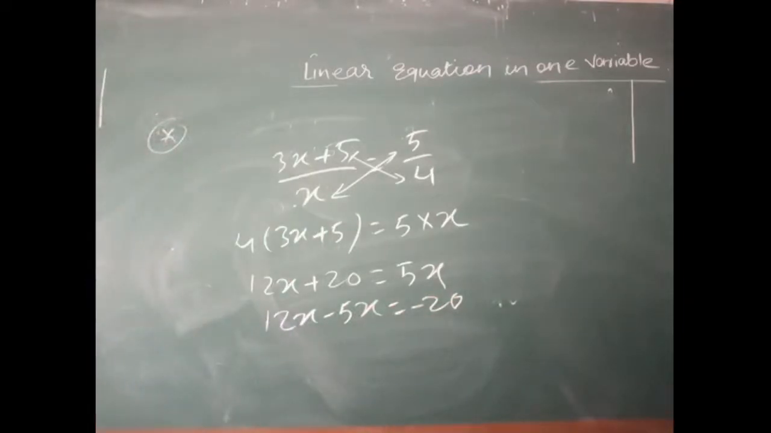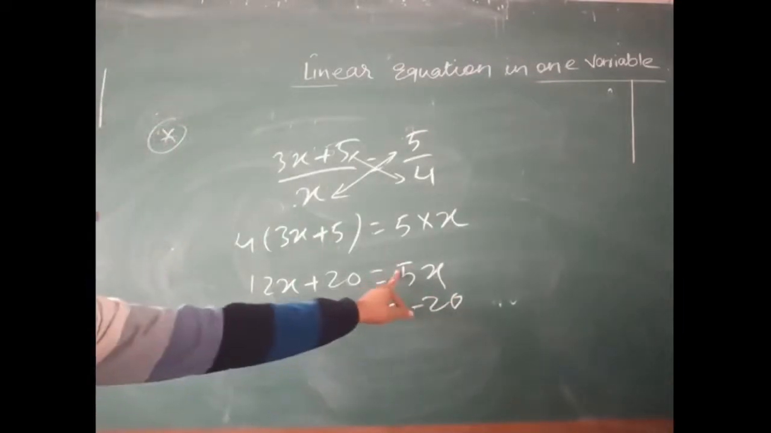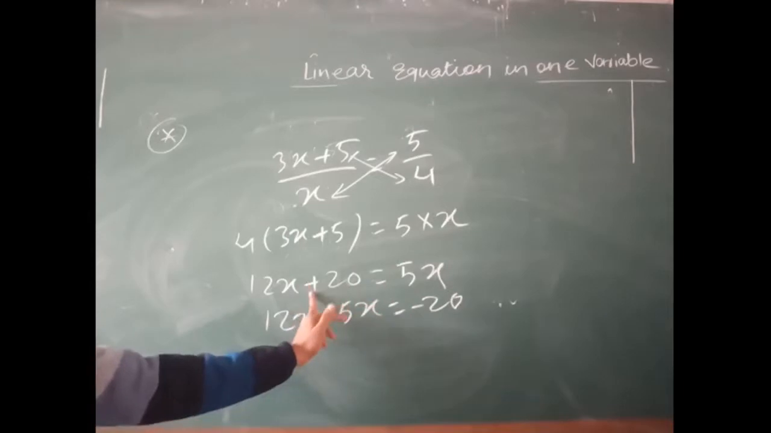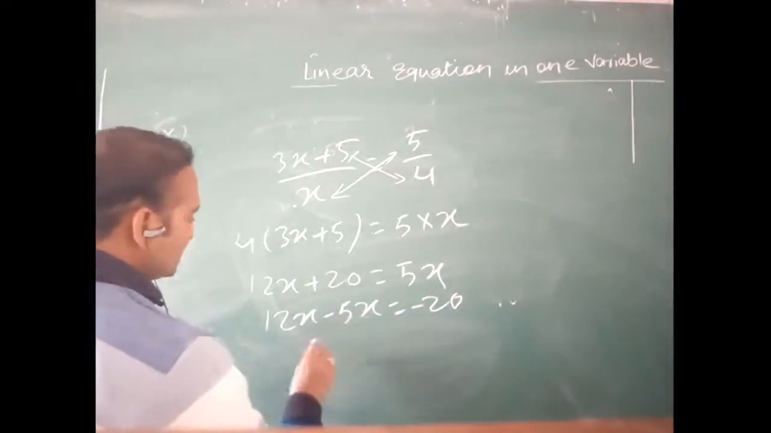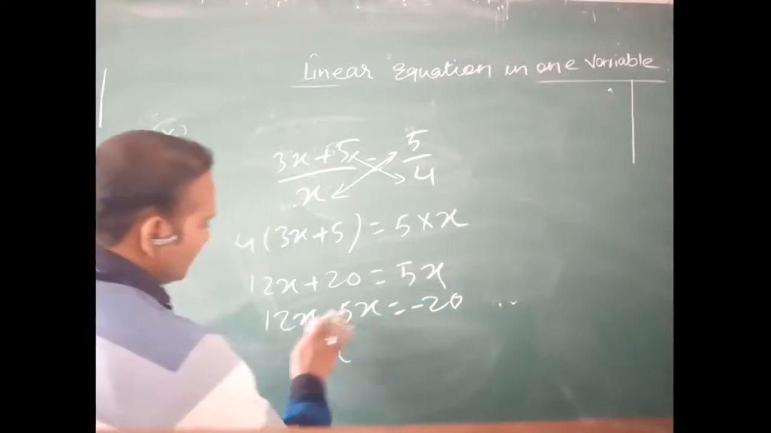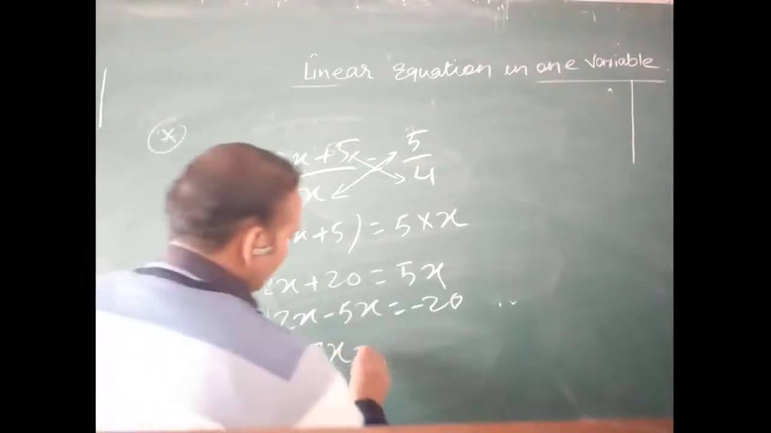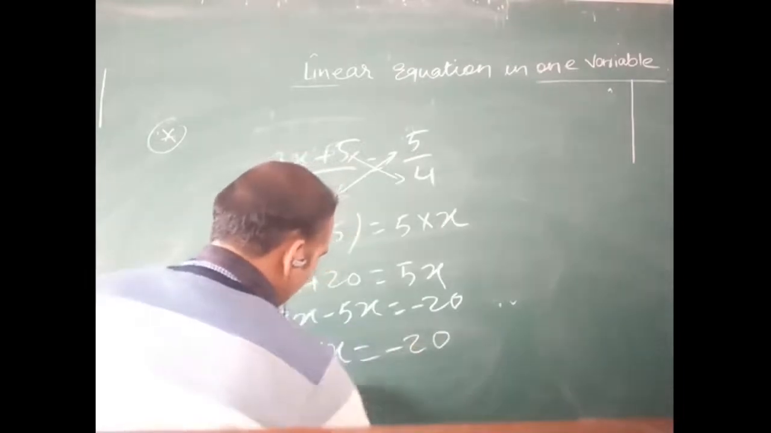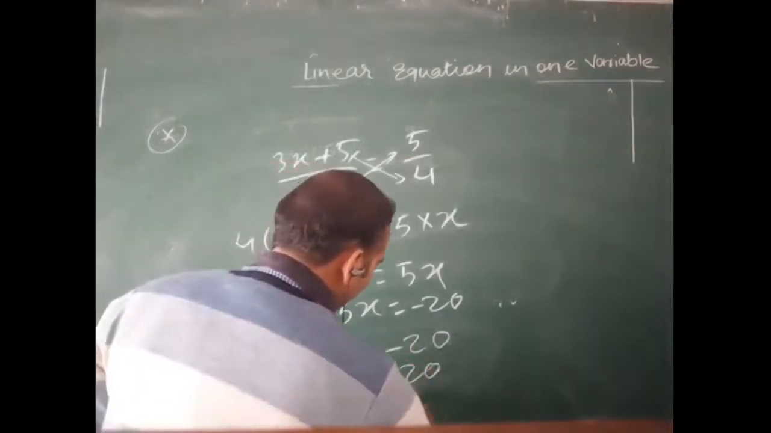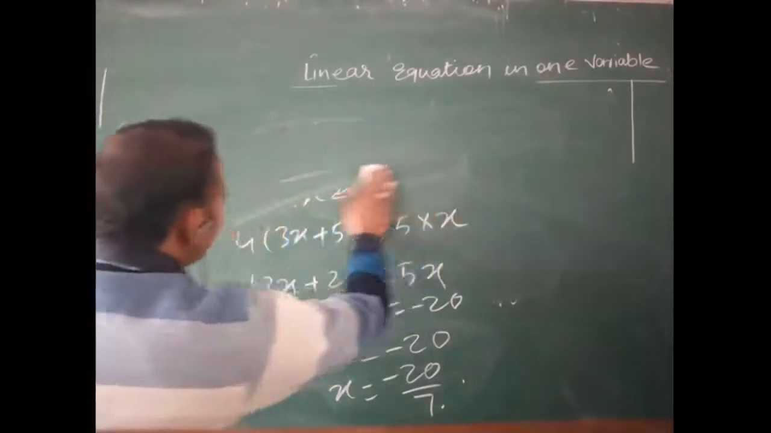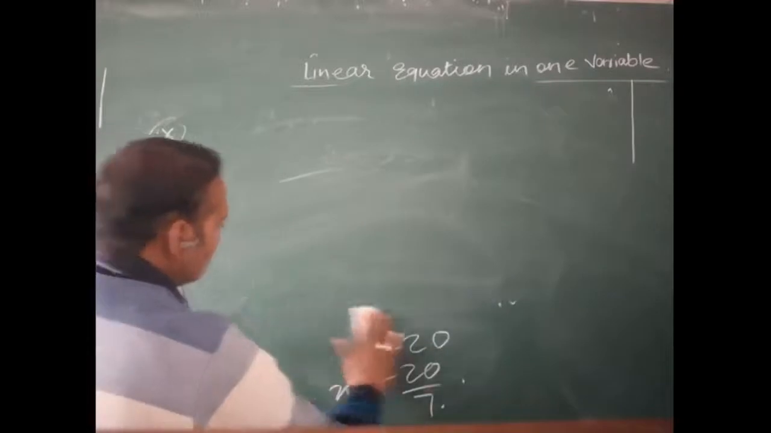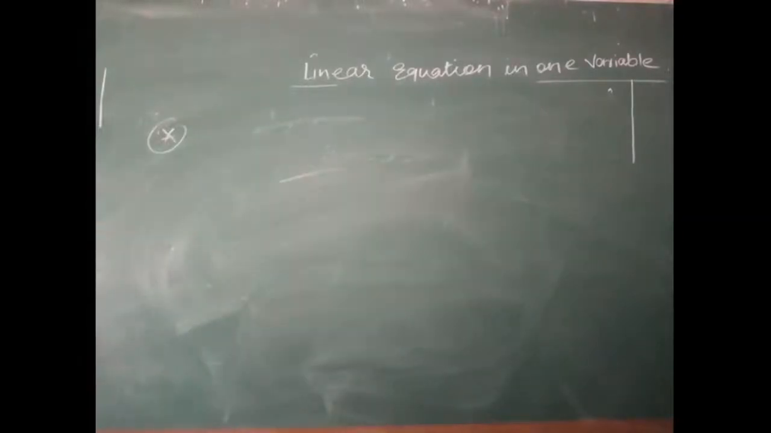And here side change, sign change. Plus 5x comes to minus 5x and plus 20 goes to minus 20. 12 minus 5, 7x. Different sign, subtract. Minus 20. x is equal to minus 20 by 7. Similarly, we can solve many problems with the help of the 3 points that I have already written.